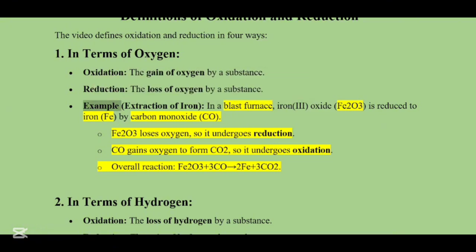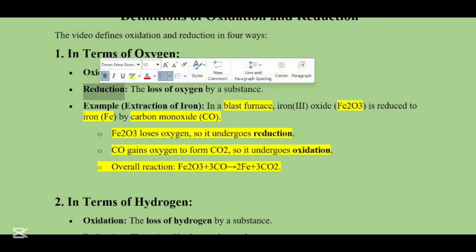Let's have an example: the extraction of iron. This example is given in your class 9th chemistry book. In a blast furnace, iron oxide, which is Fe2O3, is reduced to iron, Fe, by carbon monoxide. Fe2O3 is also known as ferric oxide. As you can see, Fe2O3 has been reduced to Fe only, so it lost 3 atoms of oxygen, which means that it underwent reduction, which is the loss of oxygen.